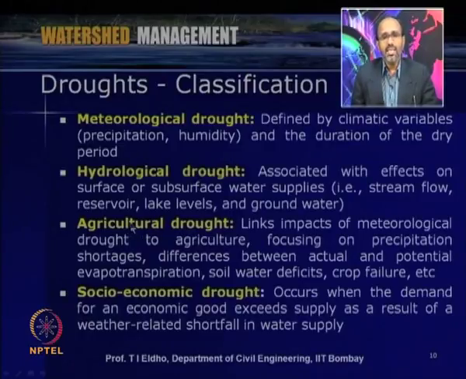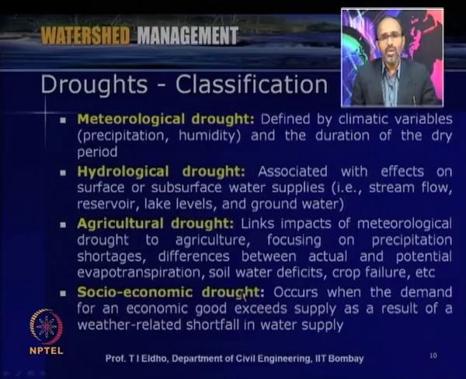Then the third category is agricultural drought. So this links impacts of meteorological drought to agriculture, focusing on precipitation shortages, differences between actual and potential evapotranspiration, soil water deficits, crop failure, etc. So this is actually the outcome with respect to the meteorological droughts.